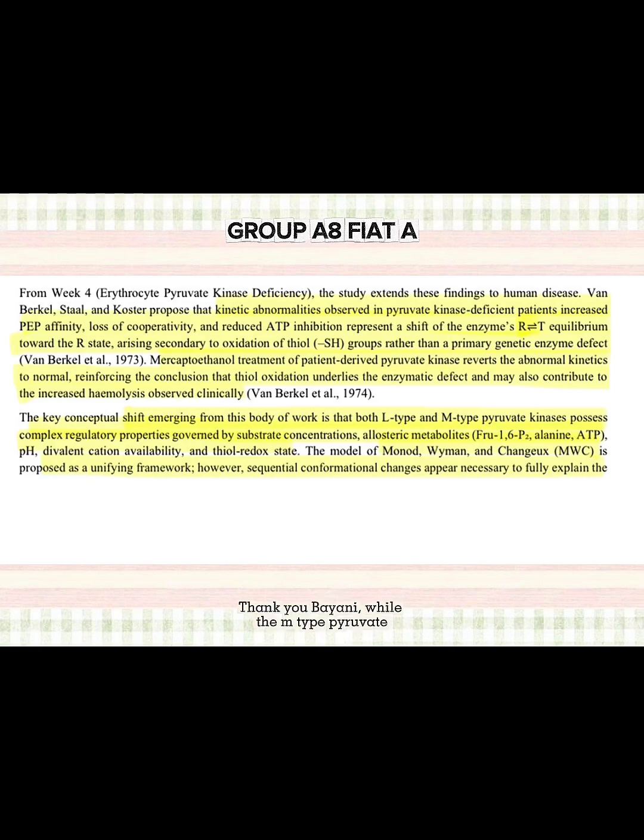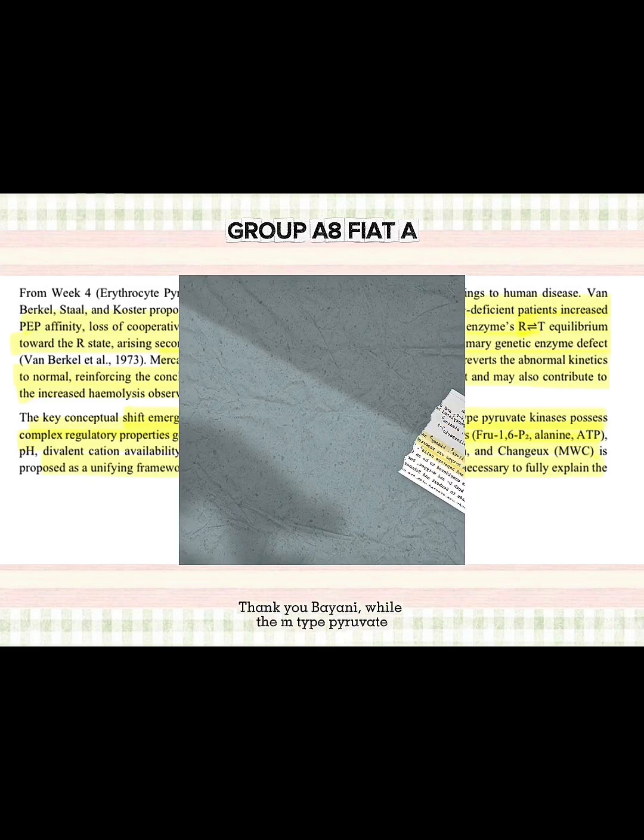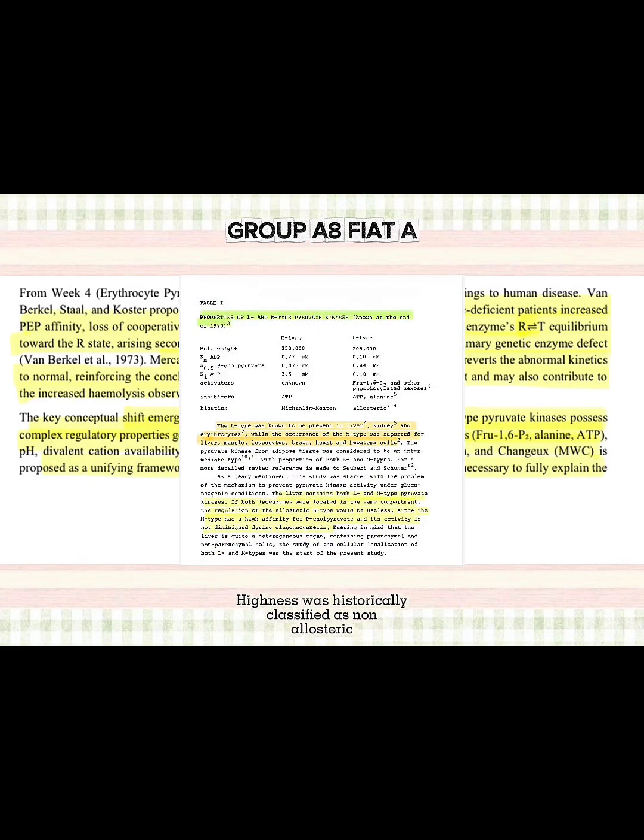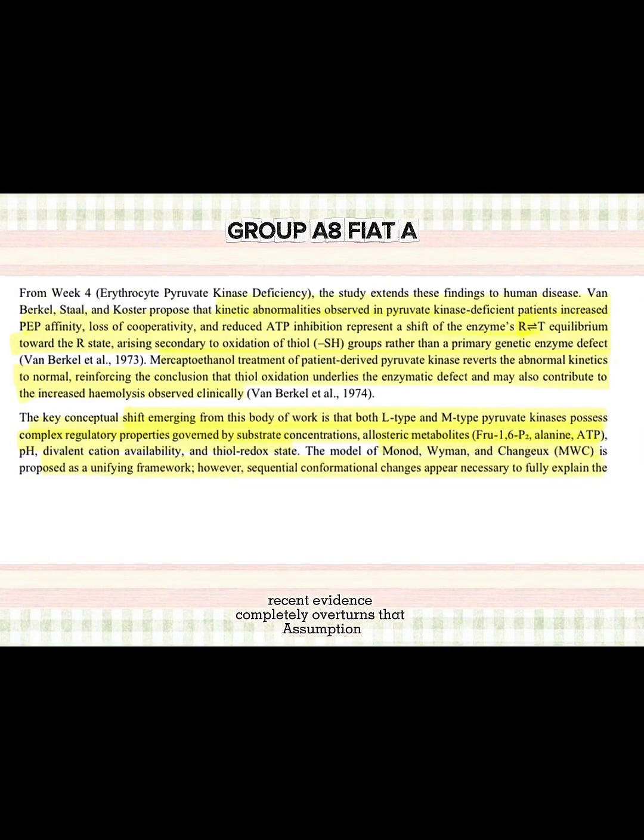Thank you, Bayani. While the M-type pyruvate kinase was historically classified as non-allosteric, recent evidence completely overturns that assumption. In leukocytes, the M-type enzyme actually has high-pH allosteric inhibition by alanine, with cooperative PEP kinetics emerging at higher pH levels. This inhibition can be fully reversed by fructose 1,6-bisphosphate.